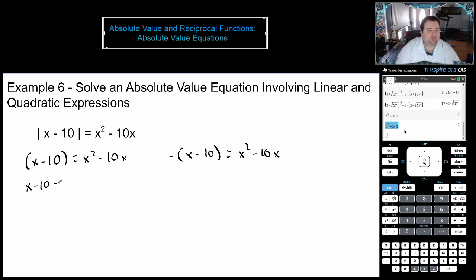Solve. So x minus 10 equals x squared minus 10x. Let's move everything to this side. So we're going to subtract x plus 10.